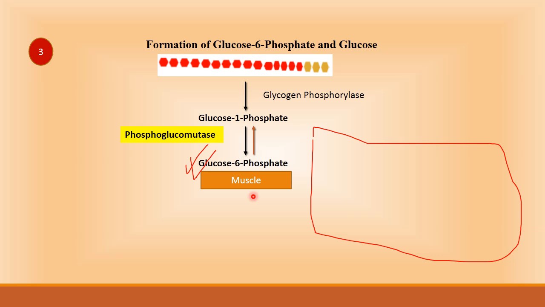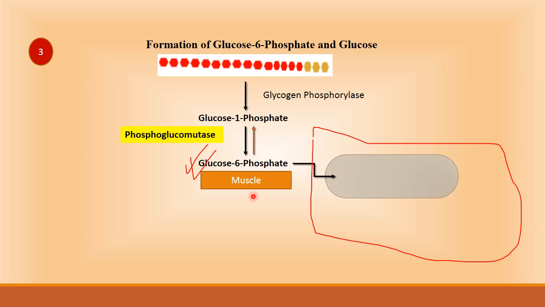Now, this glucose 6-phosphate is the end product of glycogenolysis in the muscle, and in the muscle this glucose 6-phosphate will enter the glycolytic pathway where it will be converted to pyruvate. Then this pyruvate will go to transamination and it will be converted to alanine, and it will further go to the glucose alanine cycle.